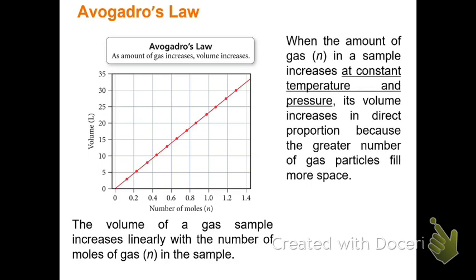Avogadro's law also states that when the amount of gas in the sample increases at constant temperature and pressure, its volume increases in direct proportion because the greater number of gas particles fill more space. And the mathematical relationship between the two variables, volume and number of moles, is expressed in this formula here. The initial volume of the gas divided by the initial number of moles of the gas is equivalent to the final volume divided by the final number of moles.